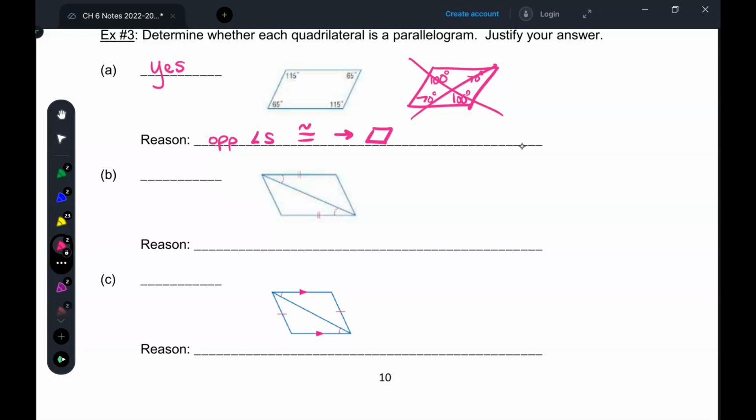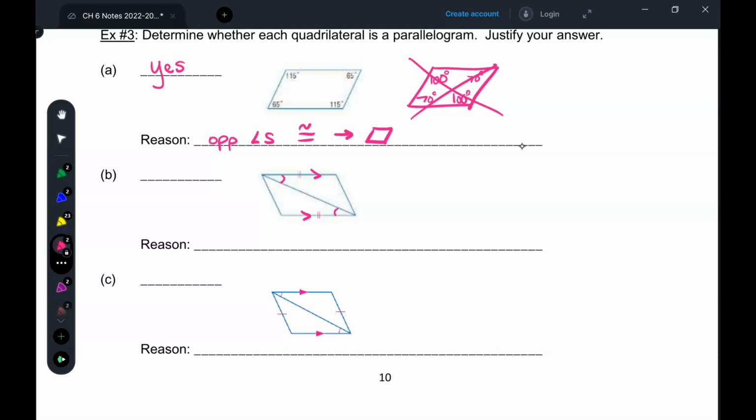All right, this one. What do you think? Yes or no? Yes. If these two alternate interior angles are congruent, which lines are parallel? The top and the bottom sides. These have to be parallel. Do you see the little arcs? This tells us, with the converse of the alternate interior angles theorem, that these two lines have to be parallel.